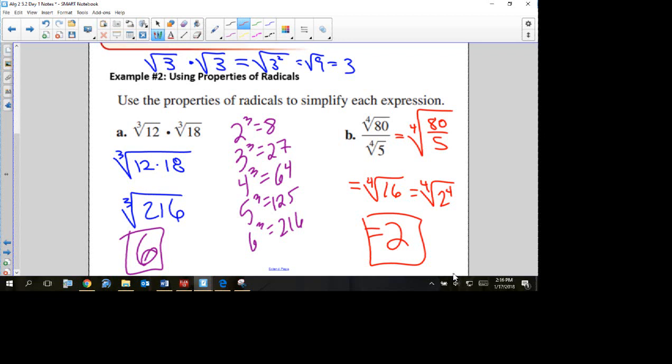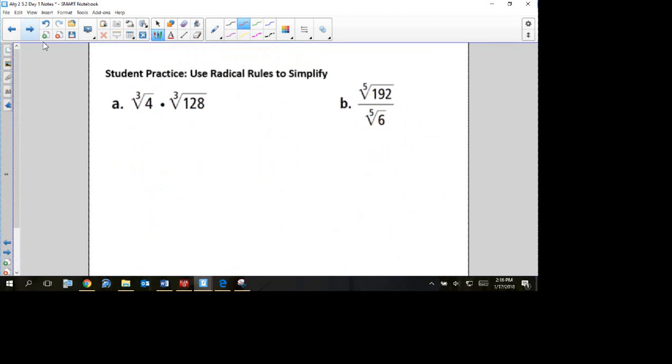Now I'm going to continue. It says student practice. I'm going to continue talking. Sorry. All right, we've got the third root of 4 and the third root of 128. Multiply this together all under the third root. Brooke's going to do it for us. 512. And I'm sure you all have that memorized, right? What's the third root of that?